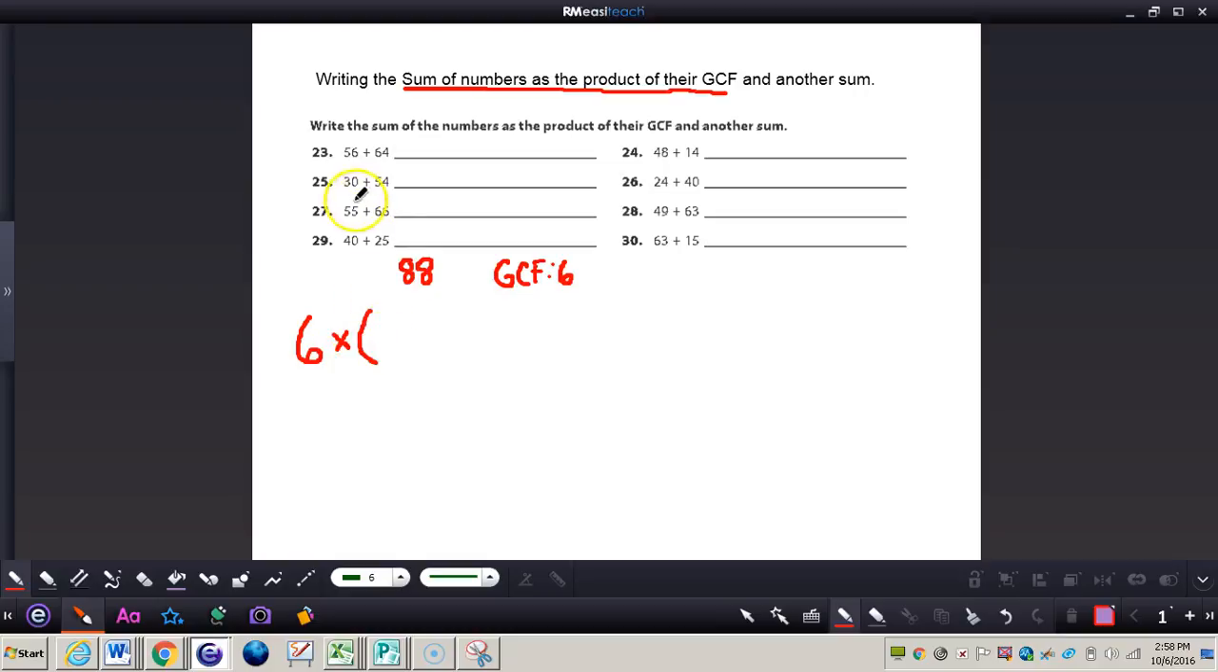And for the first one, we look at that 30. We have to think about 6 times what gives us 30, and that's 5. And then we're going to add that to the second addend within our parentheses. 6 times what number gives us 54, and that's 9. So that's one part of my equation. 6 times 5 plus 9, that will give us 88. Okay, I'm sorry, 84. Put 88 there. Should be 84.